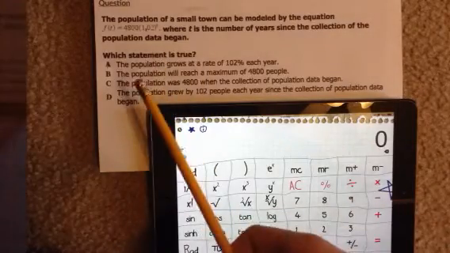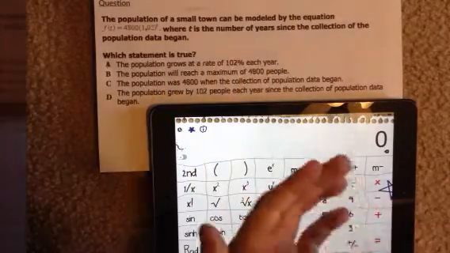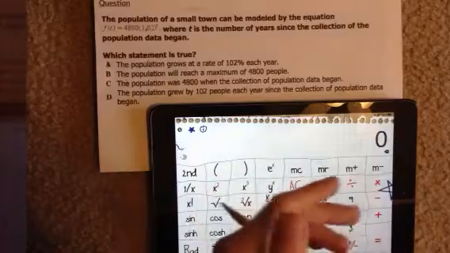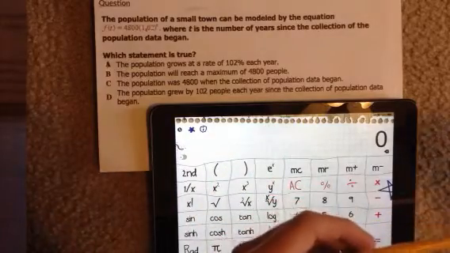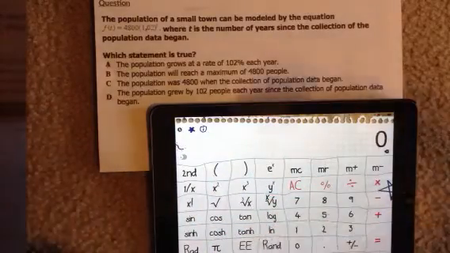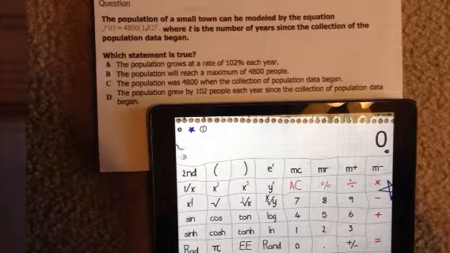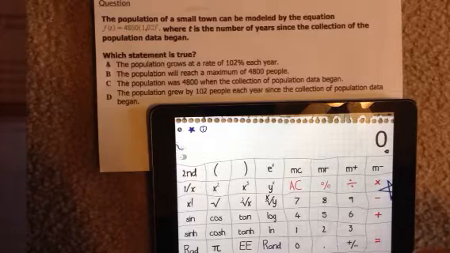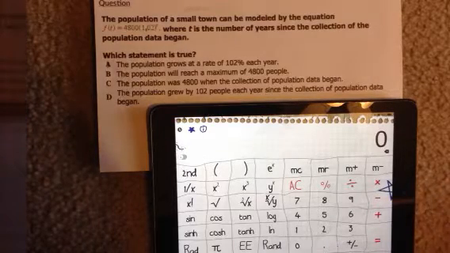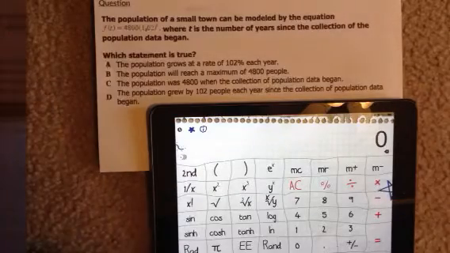A. The population grows at a rate of 102% each year. B. The population will reach a maximum of 4,800 people. C. The population was 4,800 when the collection of population data began. Or D. The population grew by 102 people each year since the collection of population data began.